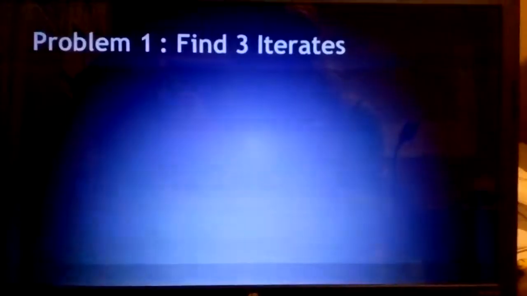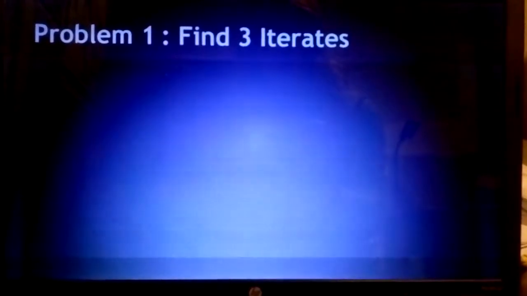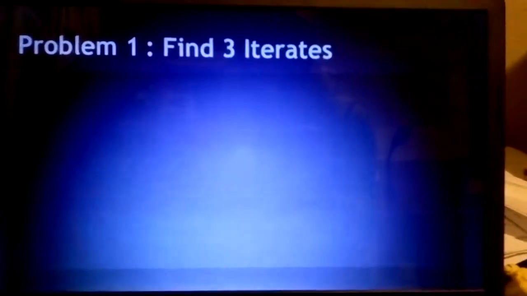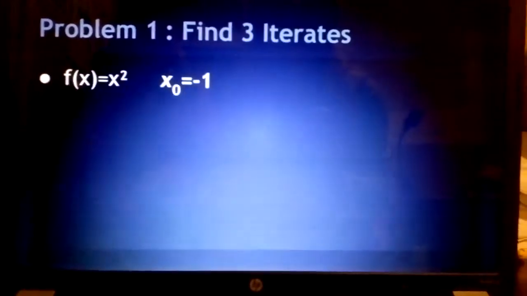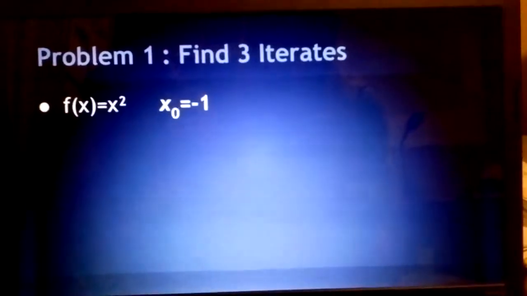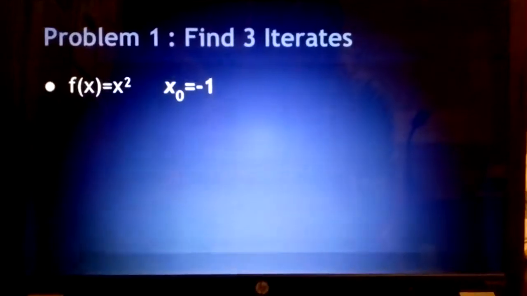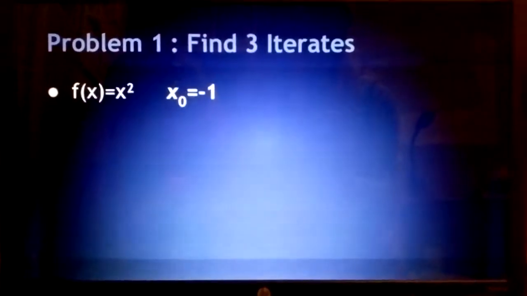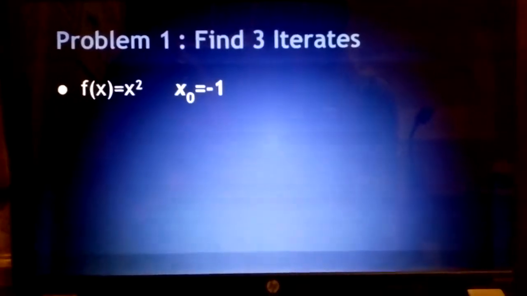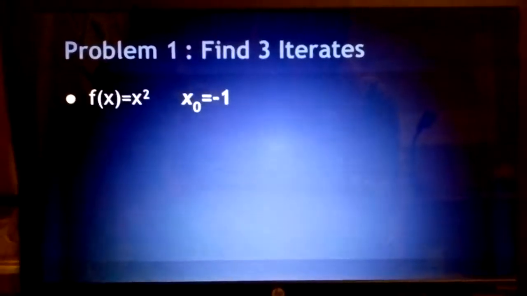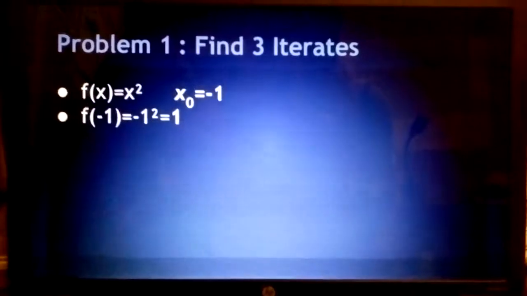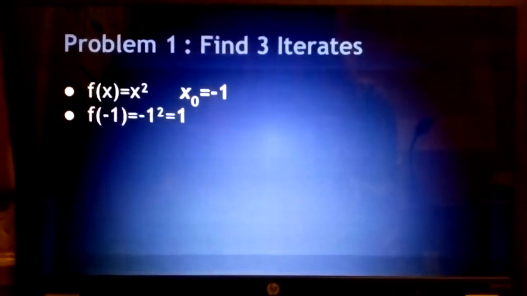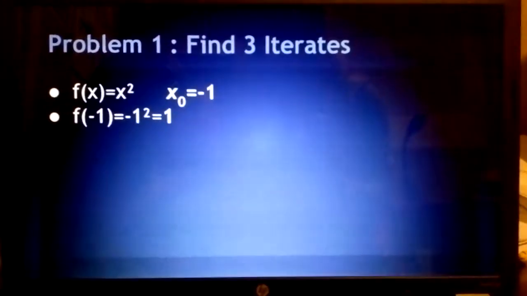So, problem 1, find 3 iterates. An iterate is pretty much, this is the first problem, they give you a number, and you have to plug it in for x. So in this case, the iterate is x to the 0 equals negative 1. So you plug negative 1 in everywhere that is x, and you get out 1. So x to the 1 equals 1.